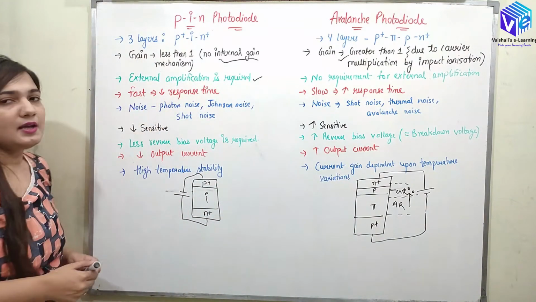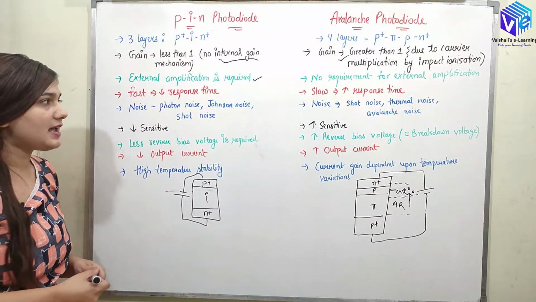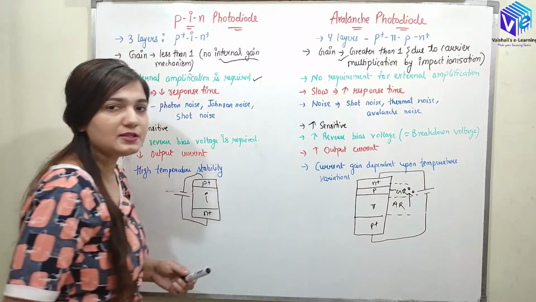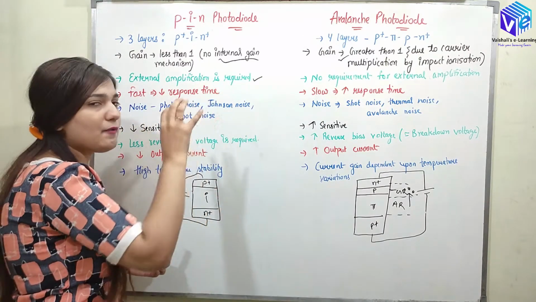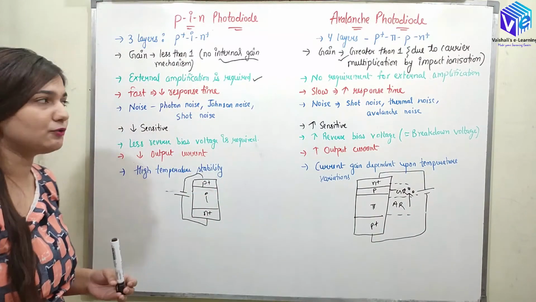Now here it is going to give me a faster response, so the response time is less. It is a faster device. The Avalanche photodiode is a slower device because the response time is high in this case. So if I want to generate the response in a faster manner, I will switch to the PIN diode.